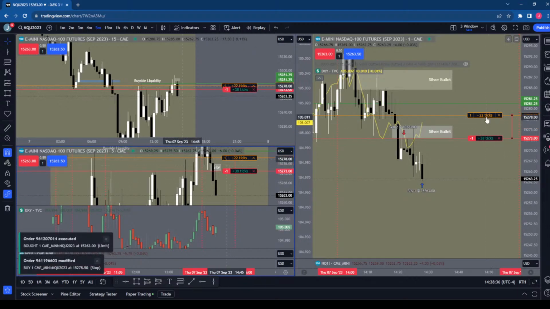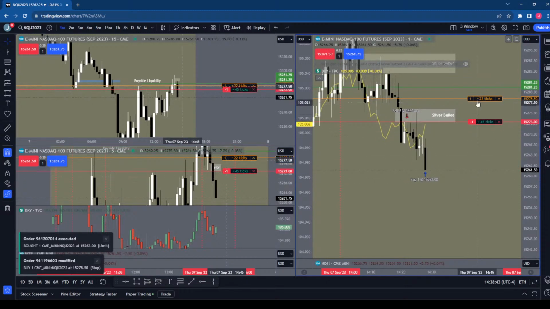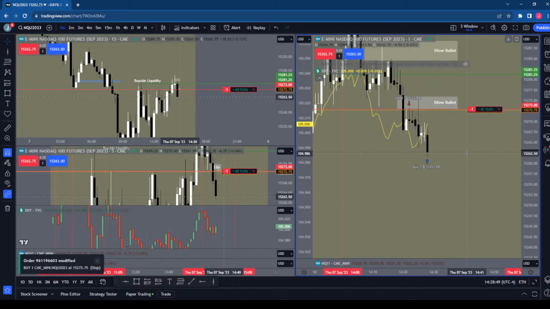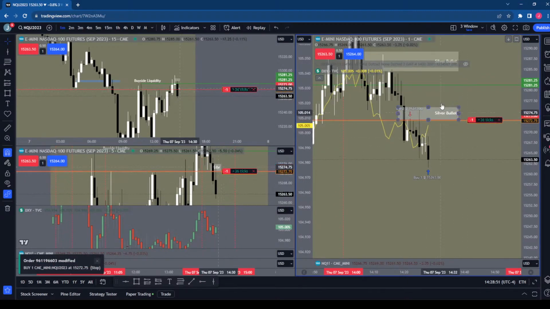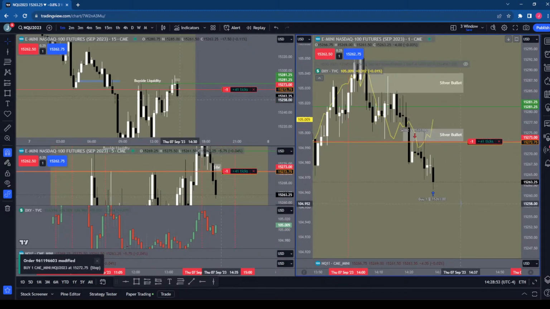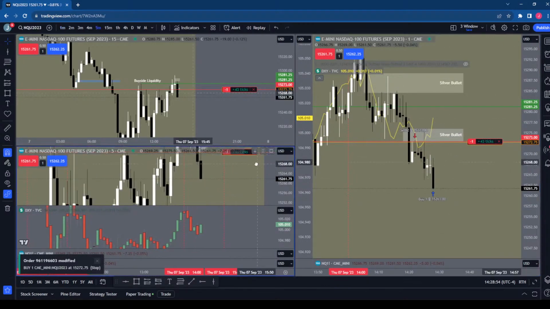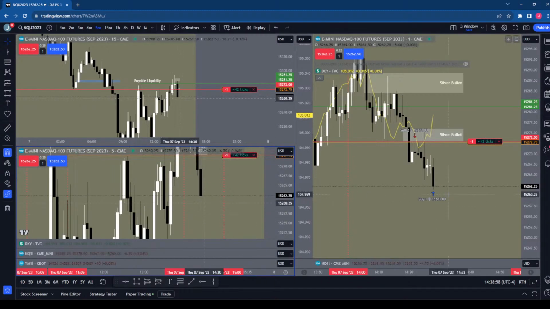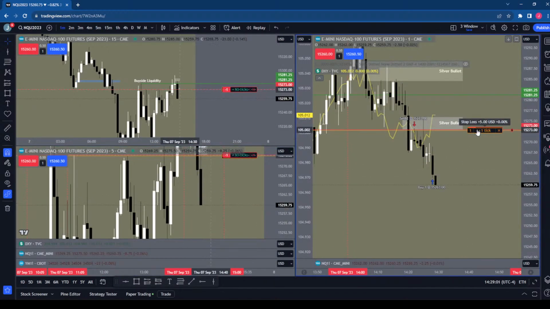Okay, so we got our first partial there. Now let's just watch. Move to break even. It could very well retrace back up into the silver bullet, but we're going to move it to break even. Okay, we got the dollar bouncing very much on sides. And let's target.